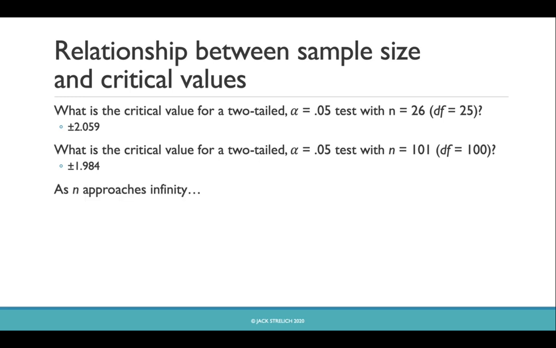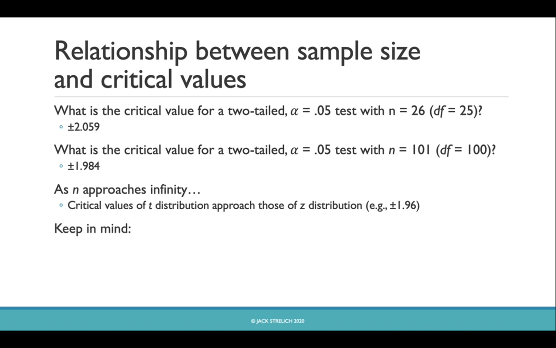Another thing to note is that as n approaches infinity, the critical values of the t-distribution approach those of the z-distribution. So, for example, if we increase our sample size here to approach infinity, we'll find that our critical value approaches 1.96, which, of course, is the critical value for a 2-tailed alpha 0.05 z-test.